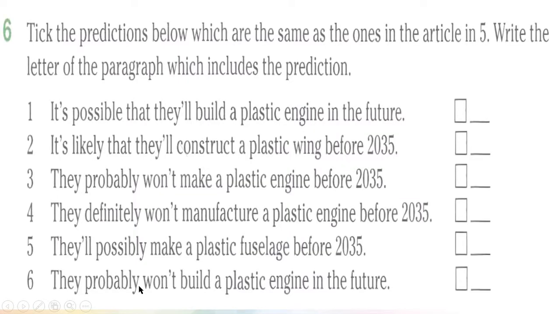Now let's move to the next exercise. All you have to do is to take the predictions below, which are the same as the ones in the article we have just read in exercise number 5. Write the letter of the paragraph which includes the prediction. Stop the video, read the paragraphs, then answer the activity. You have 5 minutes to do the activity. Play the video again when you finish to check your answer. You can start now.